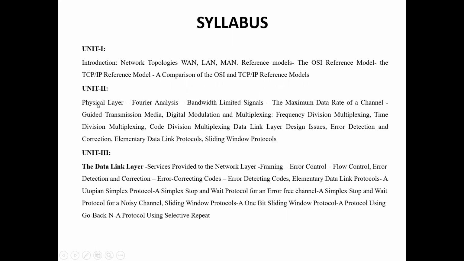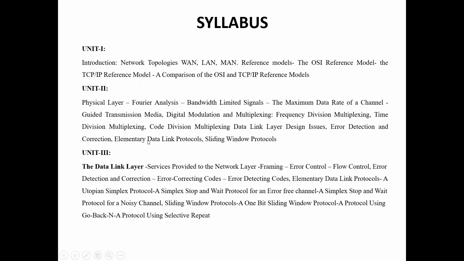First we discuss the first layer, the physical layer, that is unit 2. In this physical layer, we discuss different types of multiplexing: frequency division multiplexing, time division multiplexing, and code division multiplexing. Next, unit 3, data link layer, the second layer in the OSI reference model. In this data link layer, we will discuss error correcting and error detecting codes and different types of data link protocols, elementary data link protocols and sliding window protocols.